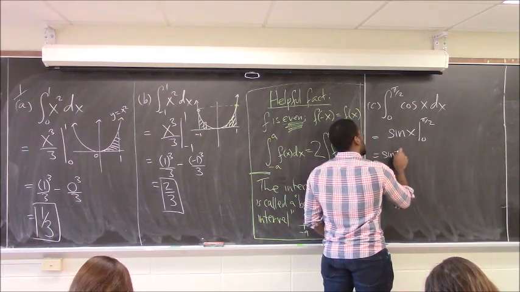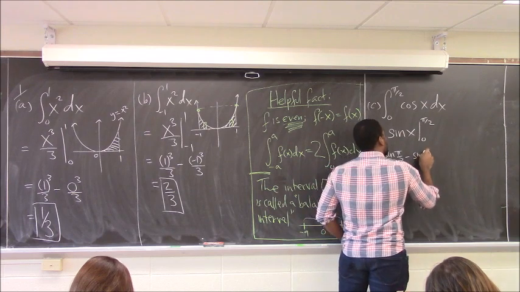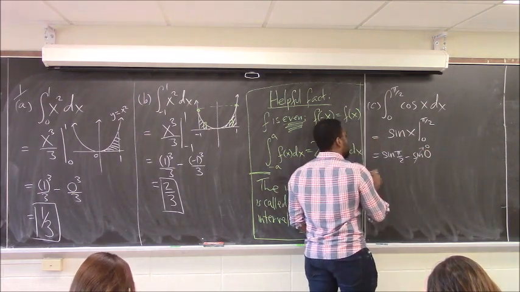Now, what we will do is plug in sine of pi over 2. Of course, this is minus sine of 0. You remember sine of 0 is 0. What's sine of pi over 2?